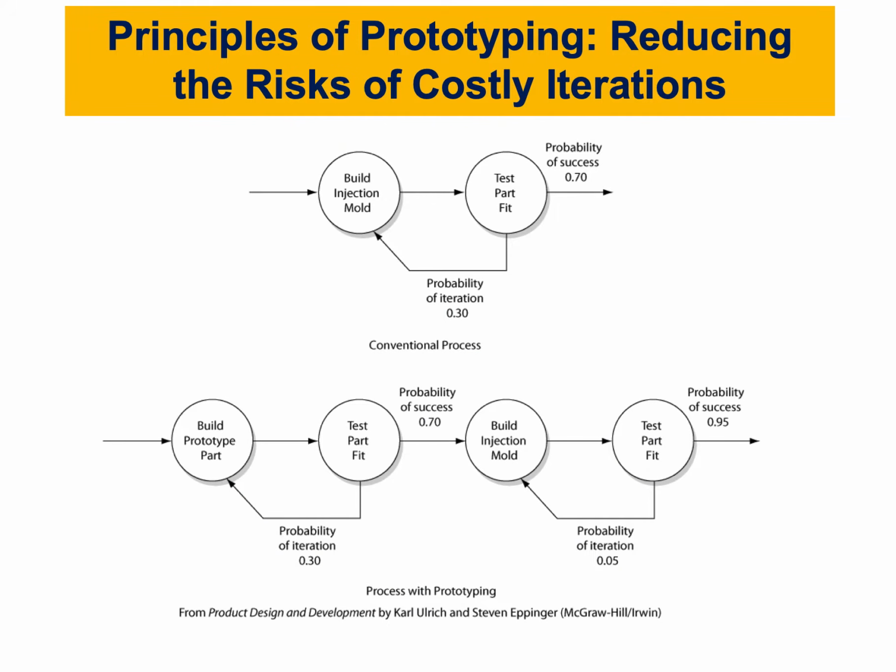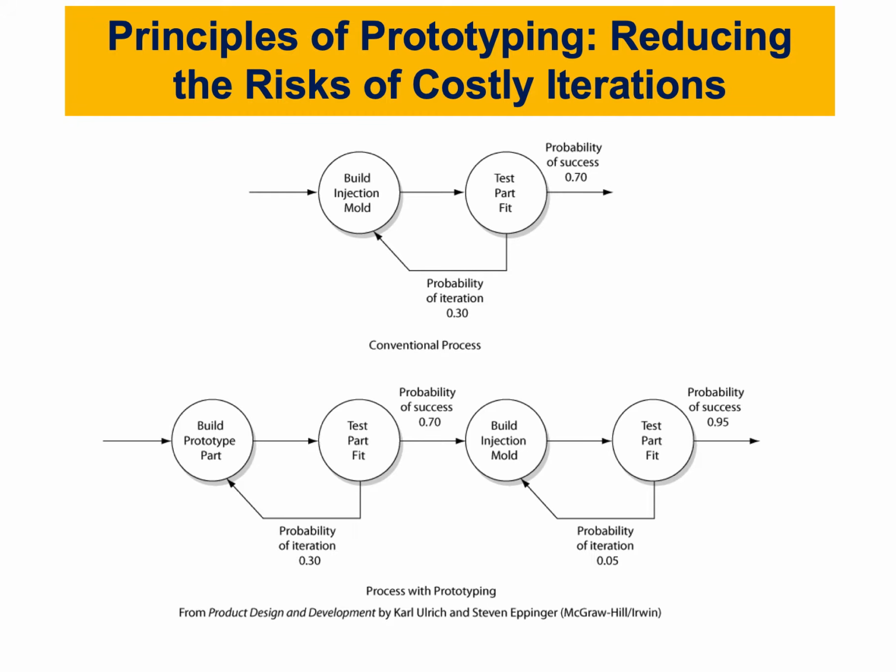One of the other principles of prototyping is reducing the risk of costly iterations. And that's very important. This is another argument for why we need to do prototyping. This is a schematic representation of an example where we can show that prototyping reduces the risk of costly iteration. So if you're building parts and they're molded parts, and suddenly one of the parts is fitted poorly with its mating parts, that's a big problem.